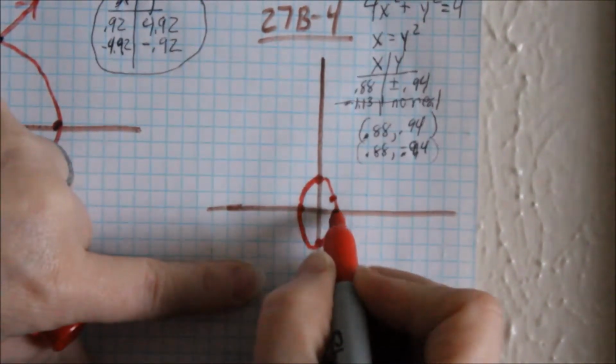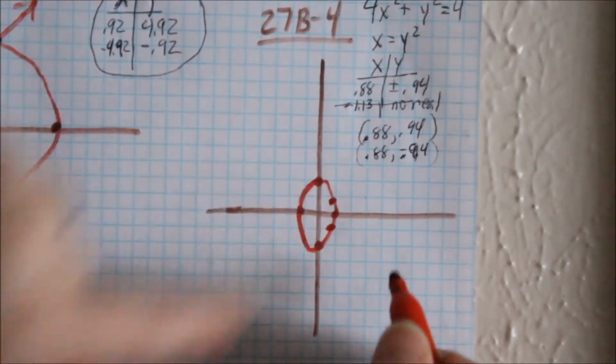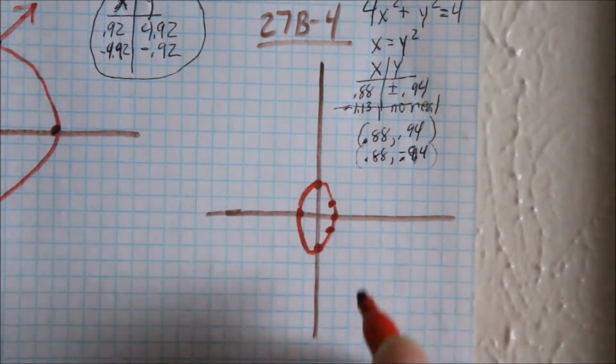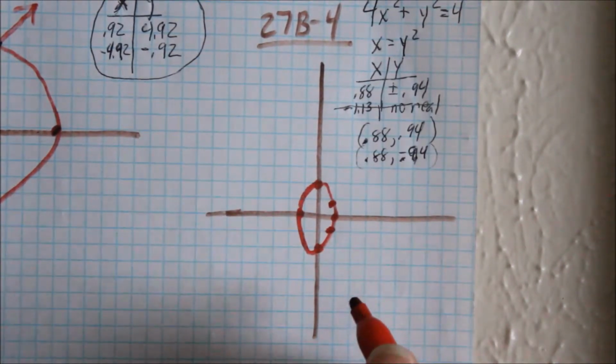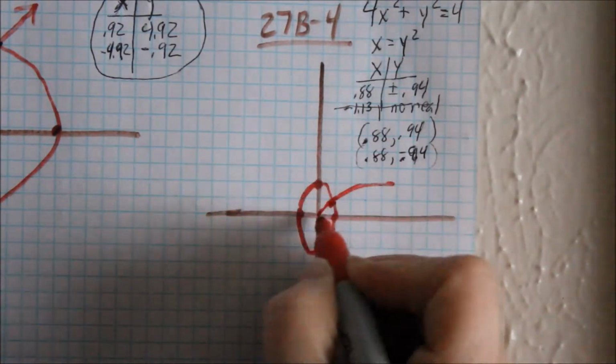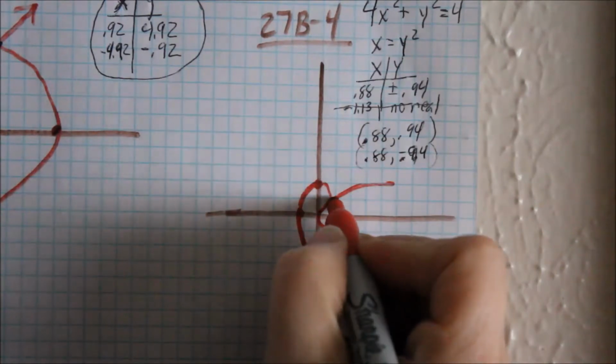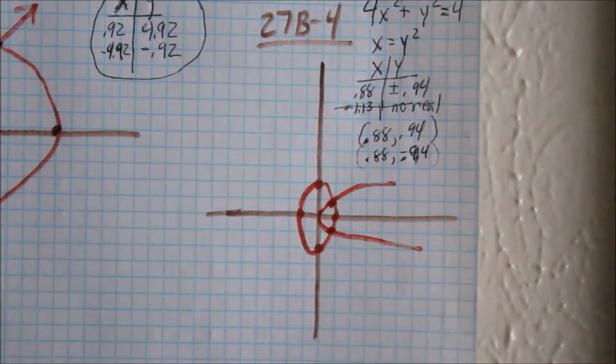Then going over 0.88 and then down about negative 0.94. Remember, these points have to land on the ellipse because it's where the parabola and the ellipse intersect. So knowing that, I'll just estimate my parabola. Like here, my parabola needs to go through these points. So those are my points of intersection.